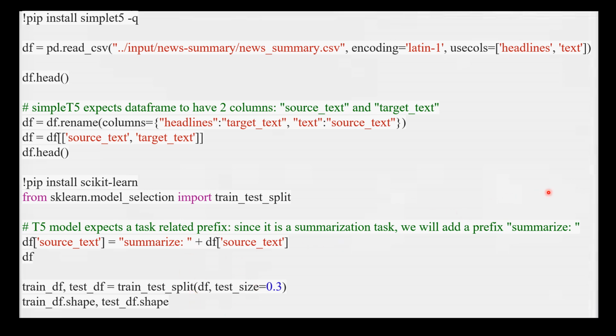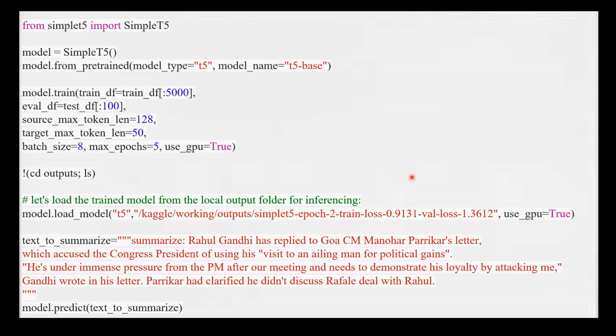And then the trained outputs are saved in the local output folder, and then the trained model is loaded in the local model for inferencing. Now this code summarizes a given text using the predict function of the loaded model. So whenever you run this code, after this you have to write what text you want to summarize, and then it shall give the results.